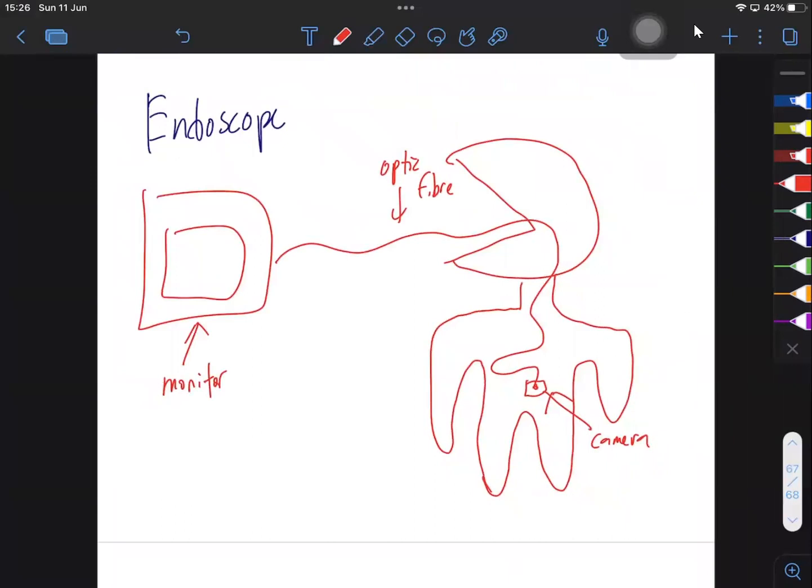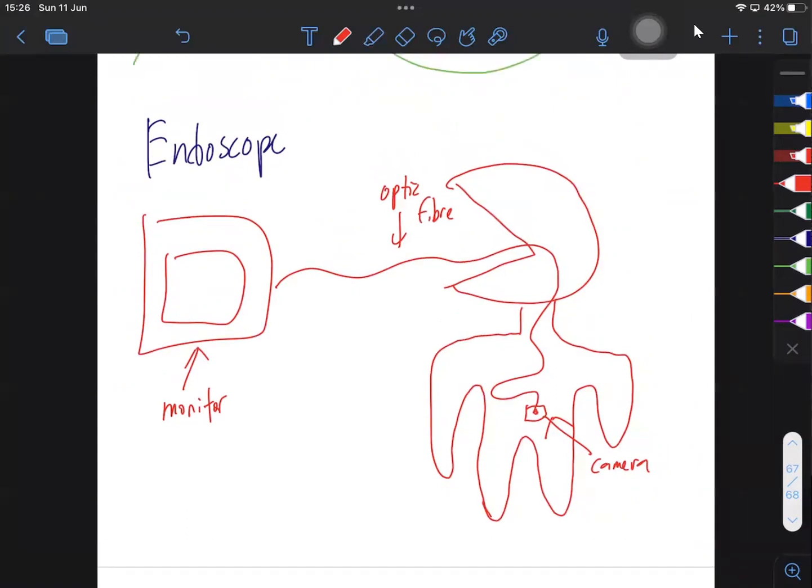If they ask you to draw, I know there's a very complex drawing somewhere online. I've seen it before as well. Don't draw that. Just draw this Pac-Man, much easier. Make sure you label everything. However ugly your drawing is, as long as you label it, most of the time you'll be okay. And if they ask you for the application of an endoscope, you just say it's to view internal organs.